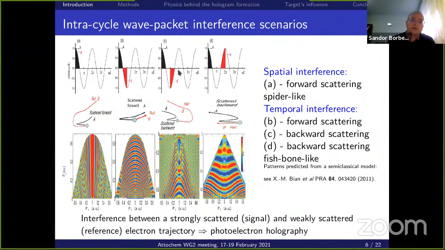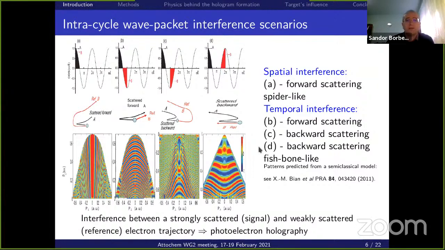If the second wave packet is created at the third quarter cycle of the driving field, the resulting interference pattern looks like this. And if the second wave packet is created at the fourth quarter cycle of the driving field, then the interference looks like this.